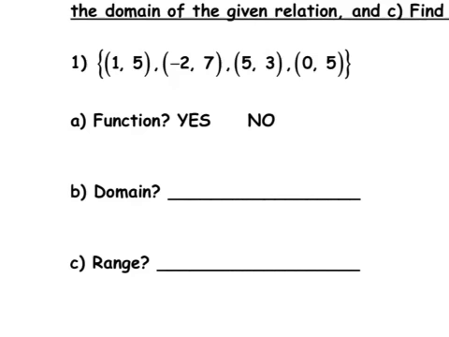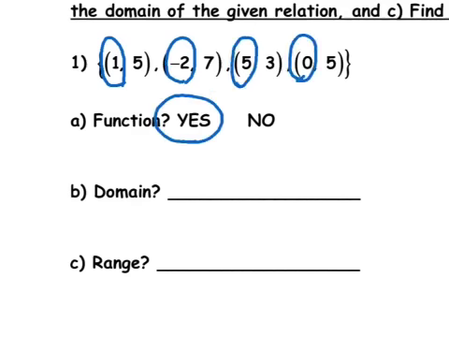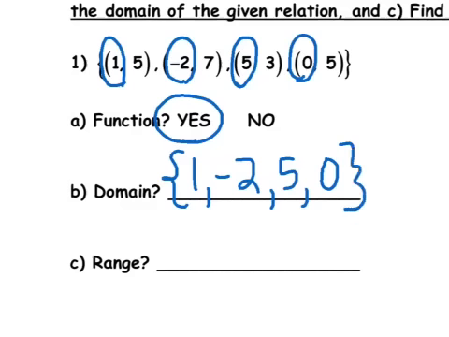Remember to determine if you have a function from a list of ordered pairs, you just look at all of these x values here. And if none of the x values repeat, if all of these x values are unique, then yes, it's a function. And the domain is just the set of all the x values that appear. You gotta write them in curly brackets. But besides that, it's pretty straightforward.